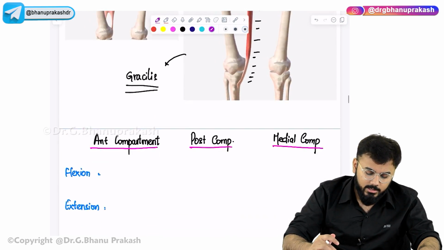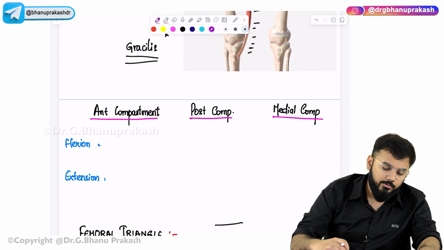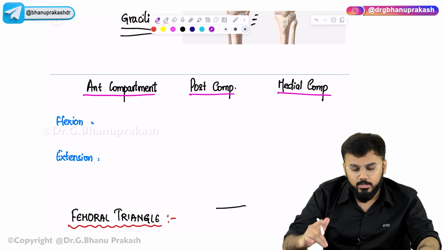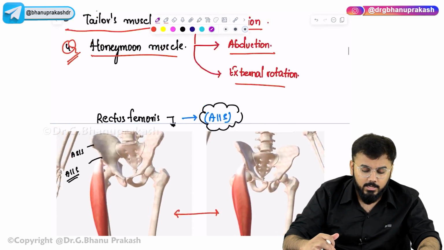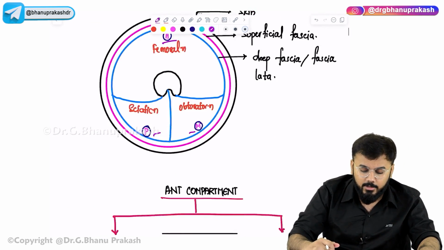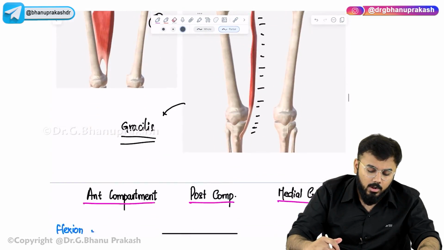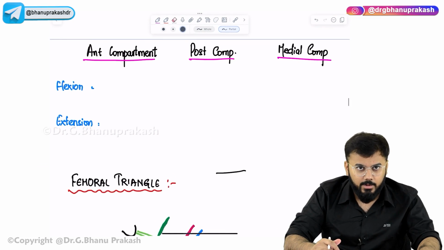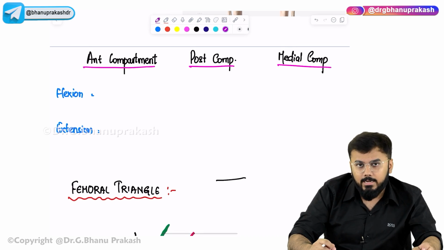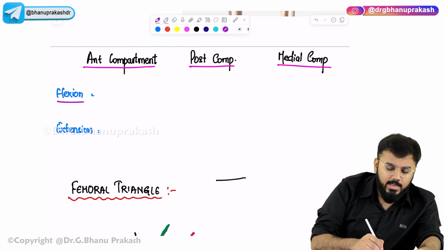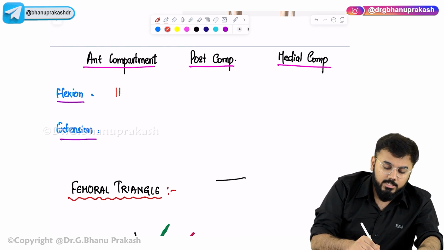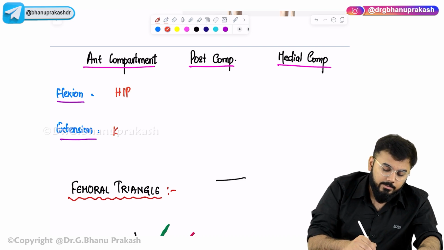Okay. Next important thing over here is that if you look here, anterior compartment, posterior compartment, medial compartment. As I already told you, we have only 3 compartments. So in this picture, you can see what I have already discussed: anterior, posterior, and medial compartment. So remember this, all the muscles of the anterior compartment are called flexors over here. The important thing is that in the anterior compartment, you have both flexion as well as extension actions. Flexion is done by the hip, whereas extension is done by the knee.